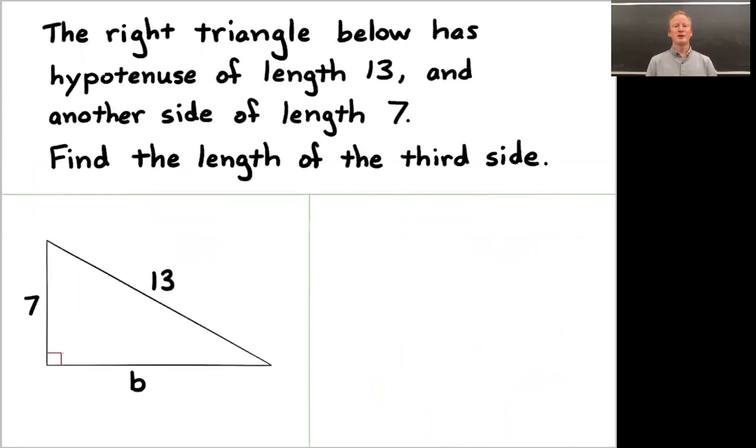These are trigonometry problems, so let's start looking at triangles. The right triangle below has a hypotenuse of length 13. Another side has length 7, and there's an unknown side. In this picture, it's labeled with the number b. We're supposed to figure out the length of the third side. So what is b? That's this problem, find b. Press pause, figure that out. When you're all done, come back and we'll talk about the solution.